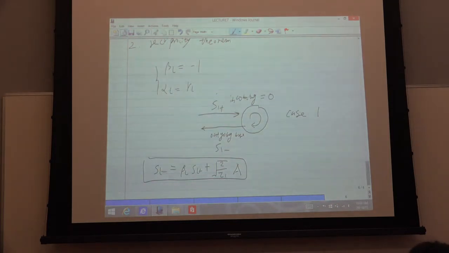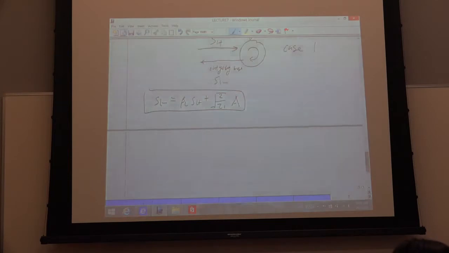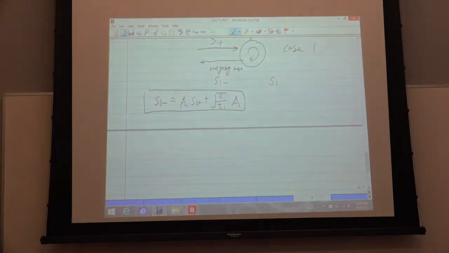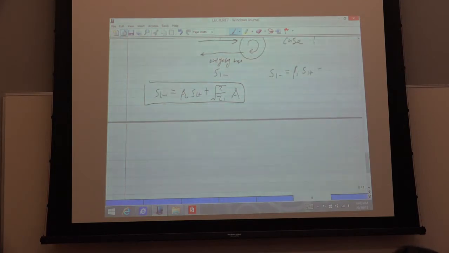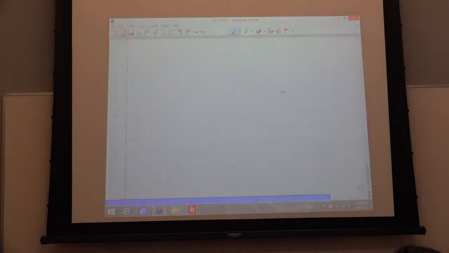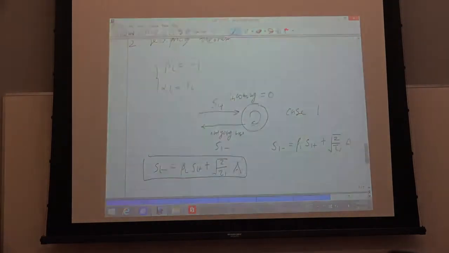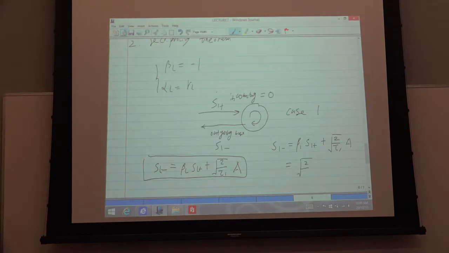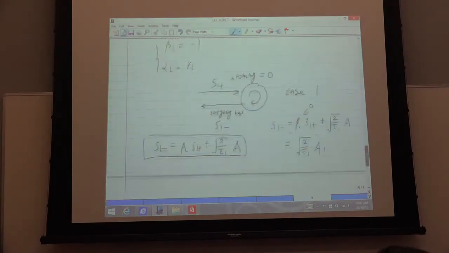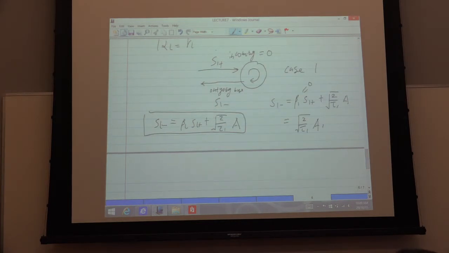Okay. This S1 minus equals beta 1 plus S1 plus. I just draw this simply. Because S1 plus equals 0, this is equal to 0. There's no incoming wave. This is the first situation.